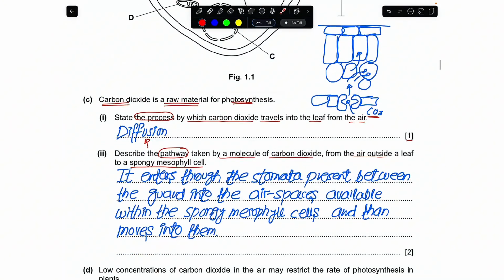So simply you would write that it enters through the stomata that are present between the guard cells, and then it goes into the air spaces which are available within the spongy mesophyll cells, and then ultimately it moves into the individual cells that we have here.